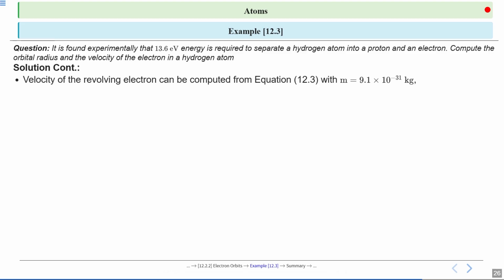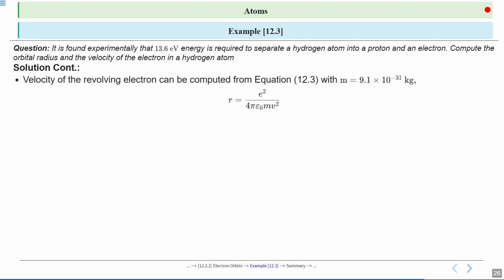So to find the velocity of the electron, we will use a formula from earlier in the chapter which relates the electron's mass to its velocity in orbit. Here m stands for the mass of the electron, which is 9.1 times 10 to the power minus 31 kilograms.